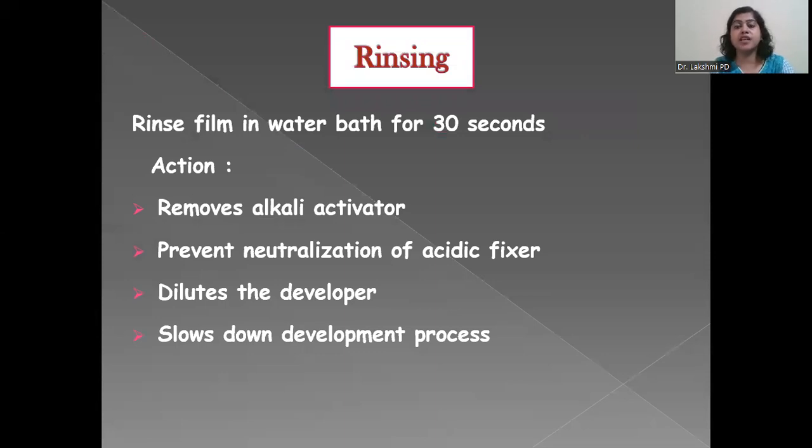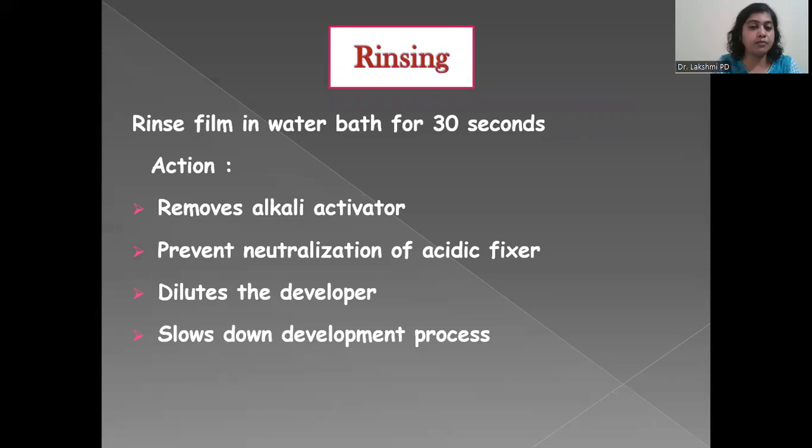Now, the second step in processing after developing, or dipping the film in the developer solution, is rinsing. The need for this rinsing is to remove any traces of this alkaline activator. Why? Because the fixer has an acidic pH. Also, it prevents neutralization.